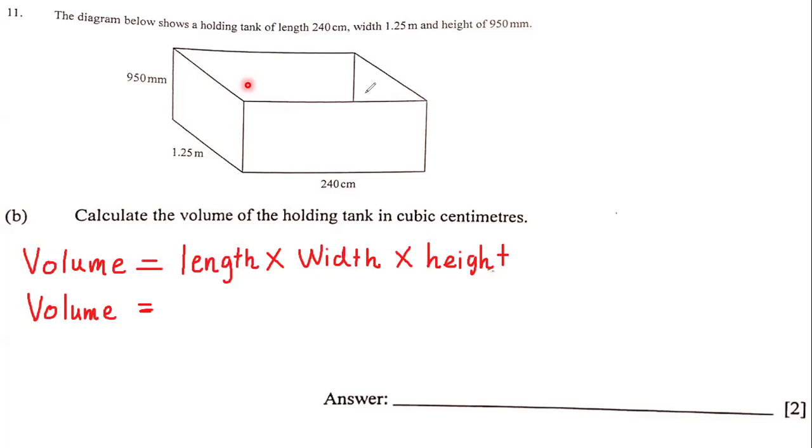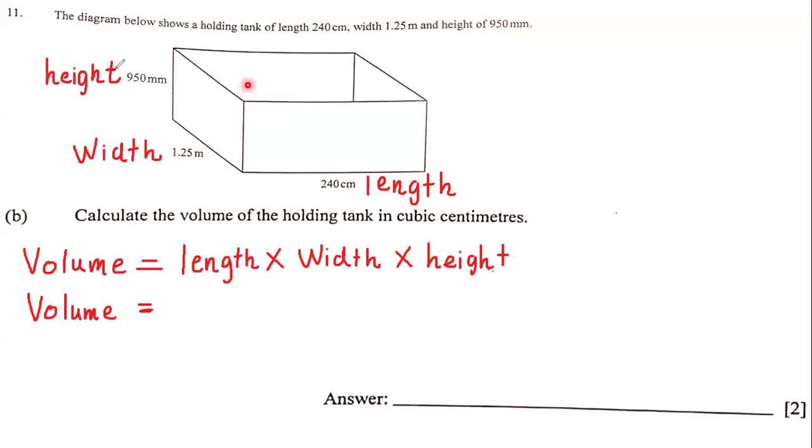So what is the length in this case? The length is 240 centimeters. The width is what? The width is 1.25 meters. That's the width. And the height is 950 millimeters. That's the height.